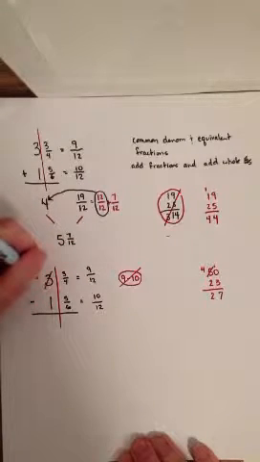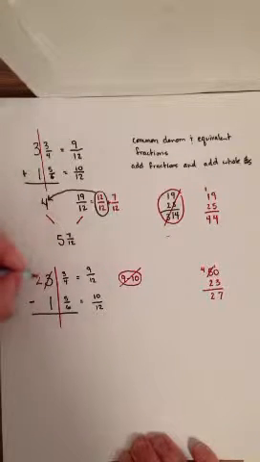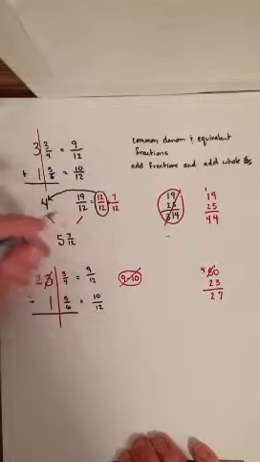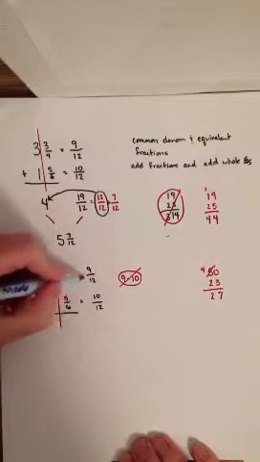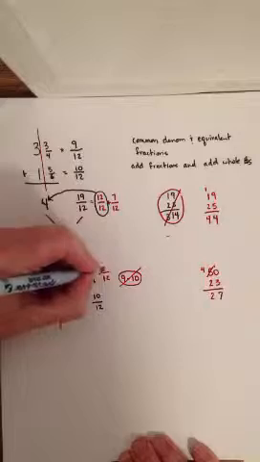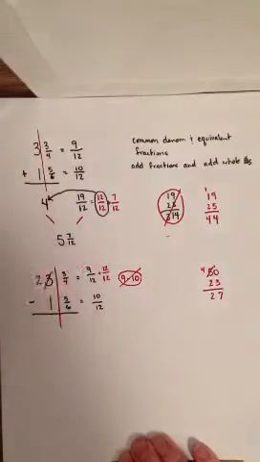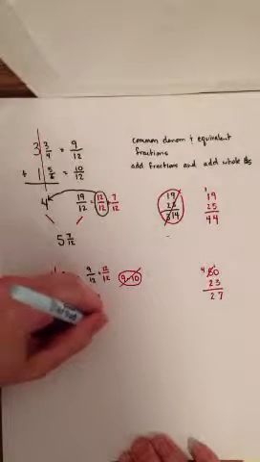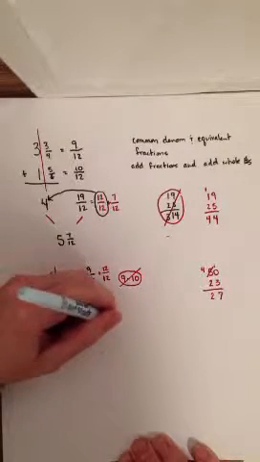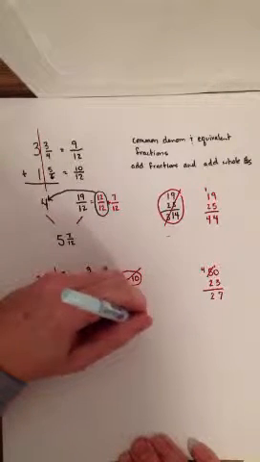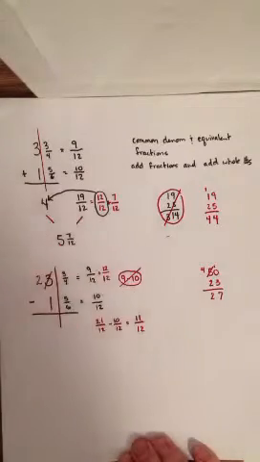So if we borrow from the 3, making it a 2, that gives us 1 to add to the 9 twelfths. But what does 1 look like when your denominator is 12? It looks like 12 twelfths. So this problem is going to be rewritten as 21 twelfths minus 10 twelfths, leaving us with 11 twelfths for the fraction portion.